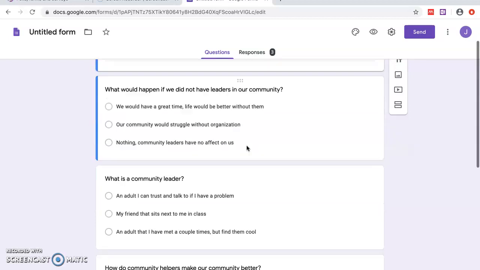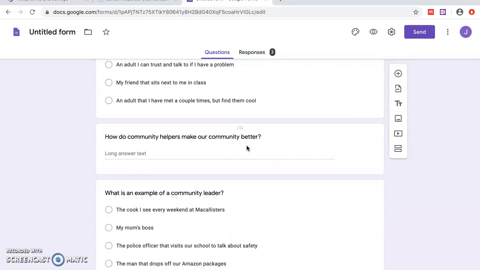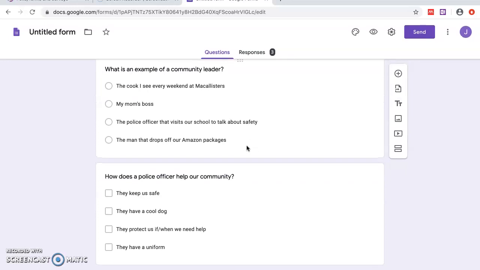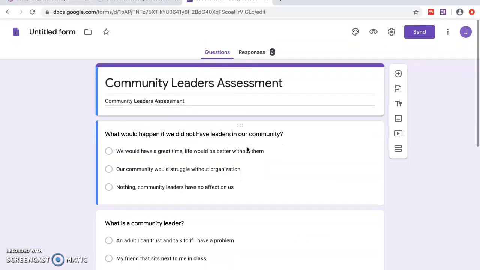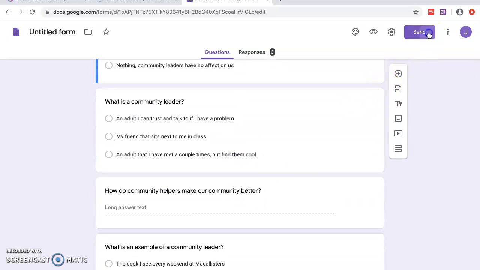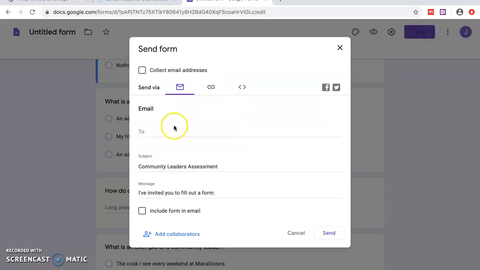And so here I have multiple choice questions, I have a long answer text question, and I have a question where they can have multiple answers. So I made this form by using the templates, and of course I shared them by hitting the send option, putting in a couple friends' emails, and inviting them to fill out the form.